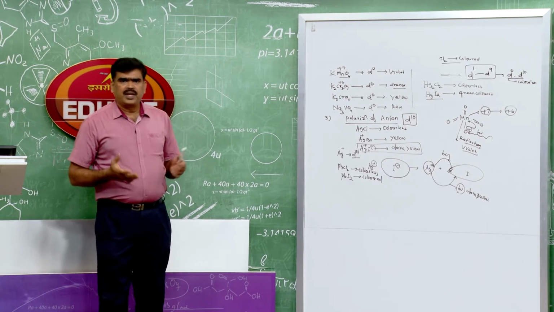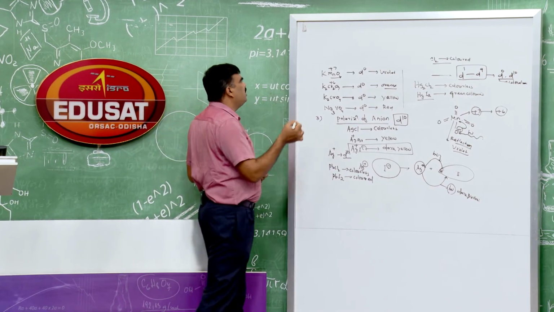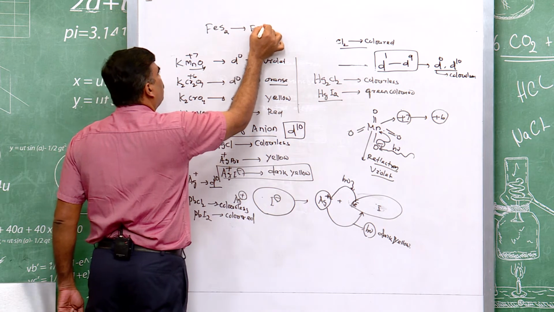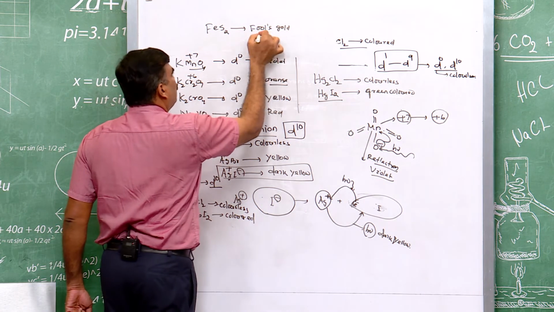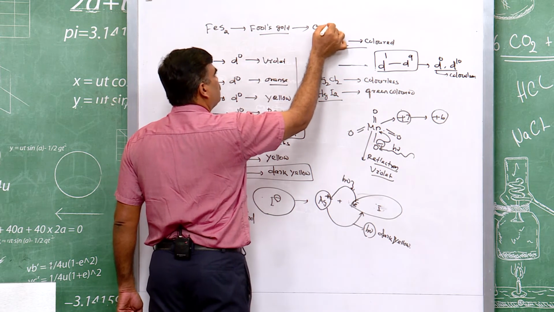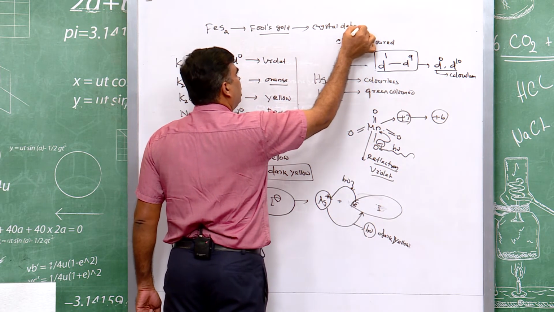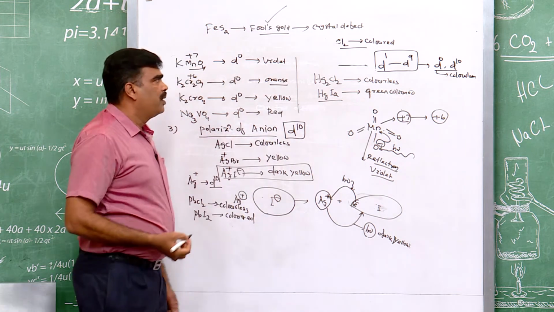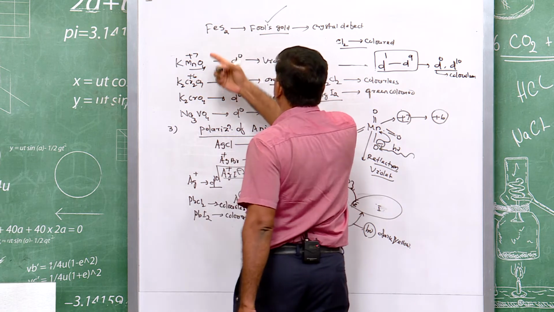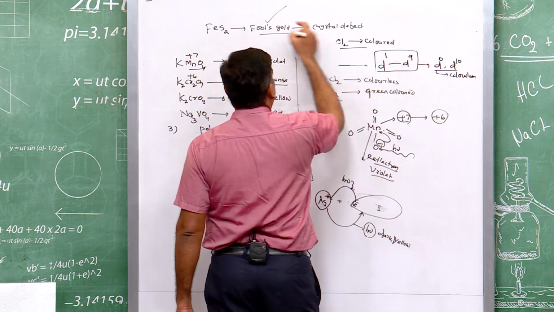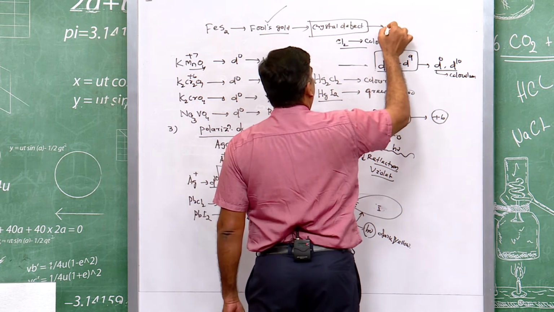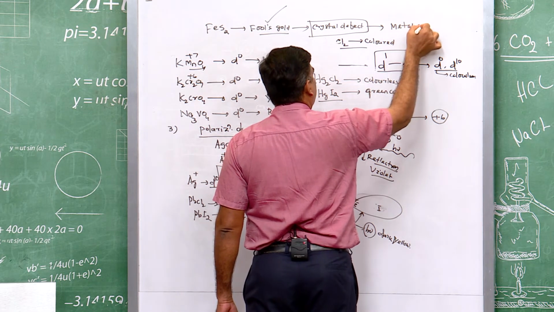Last one is crystal defect. You must have read in solid state that FeS2 is called fool's gold. It looks like gold. Here it is due to crystal defect, and because of this it looks golden yellow, and people get fooled, thinking that this is gold. Really, it is not gold. This is an iron compound, and this color is created because of a crystal defect. And that crystal defect, you remember, is called metal excess defect.